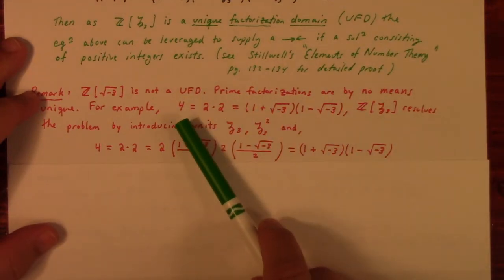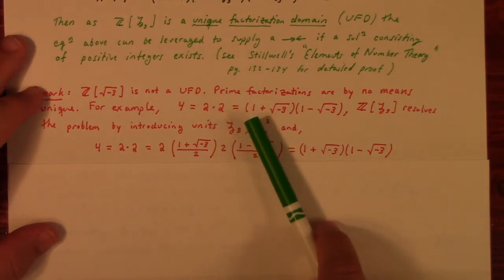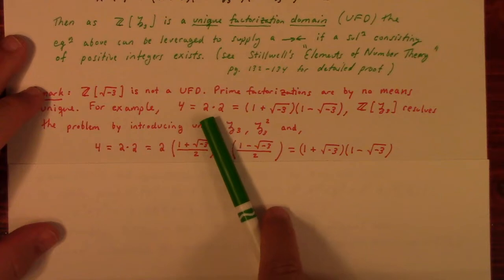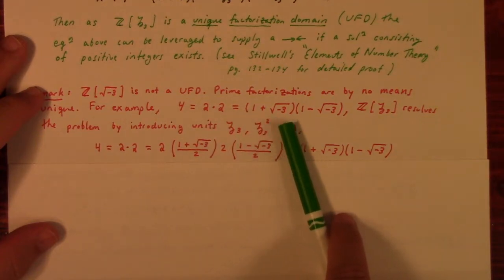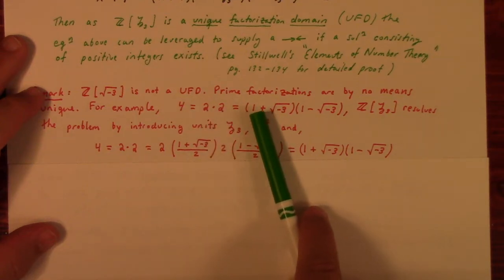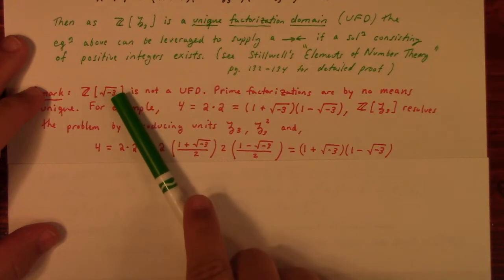So like the number 4, you can factor it into 2 times 2, or you could factor it into 1 plus root minus 3 times 1 minus root minus 3. And 2 and 1 plus or minus root minus 3, these are not associates. It's not multiplication by a unit that gets you from here to here. These are inequivalent factorizations in Z adjoin the square root of minus 3.